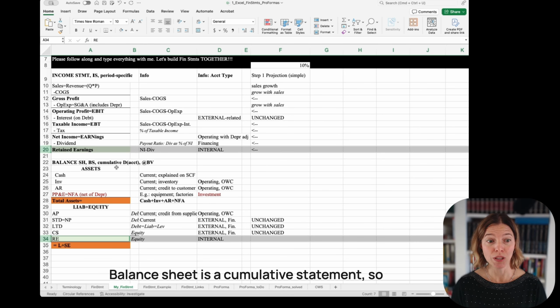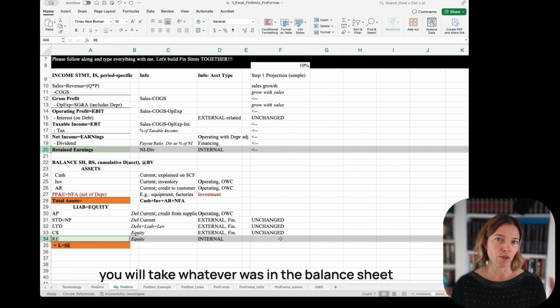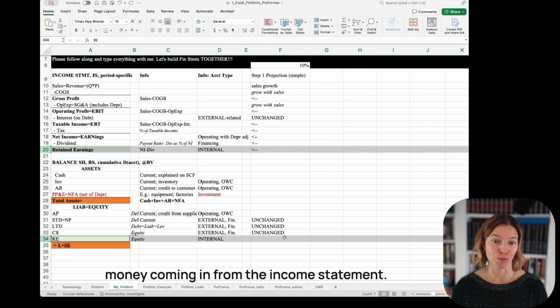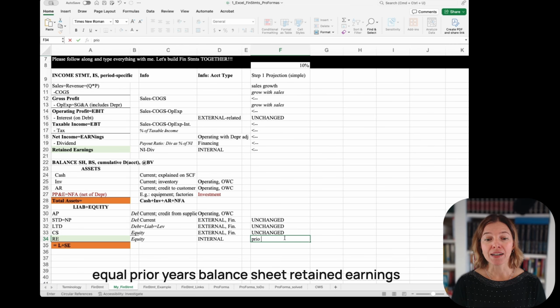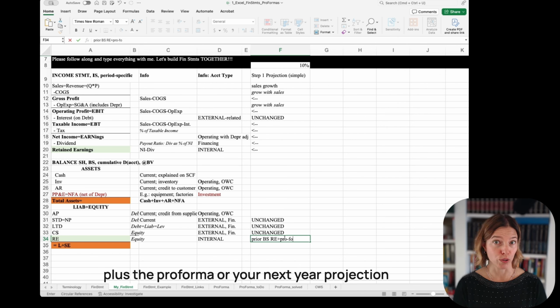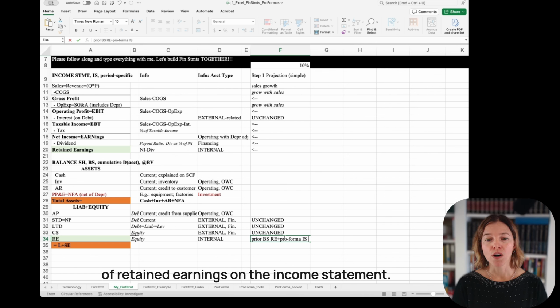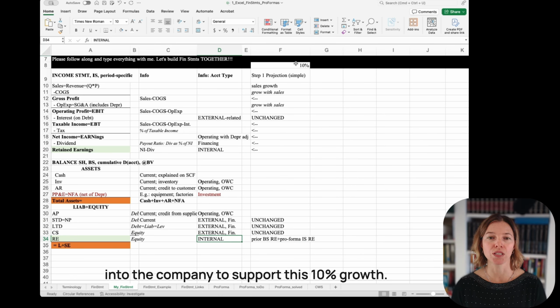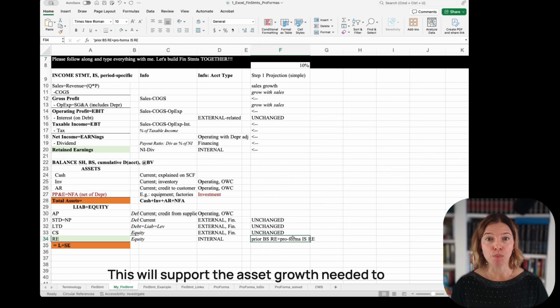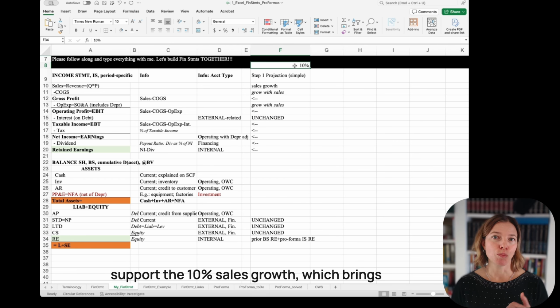Balance sheet is a cumulative statement. So you will take whatever was in the balance sheet retained earnings account and add in the new money coming in from the income statement. So the retained earnings on the balance sheet will equal prior year's balance sheet retained earnings plus the pro forma, or your next year projection, of retained earnings on the income statement. So you're literally reinvesting internal money back into the company to support this 10% growth. This will support the asset growth needed to support the 10% sales growth, which brings me back to the beginning of the balance sheet.